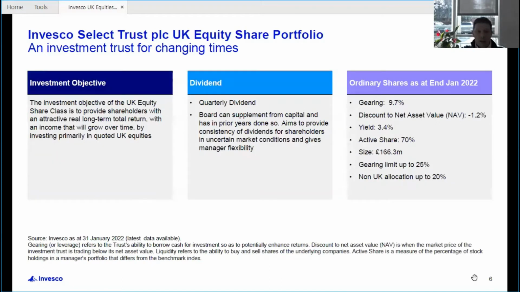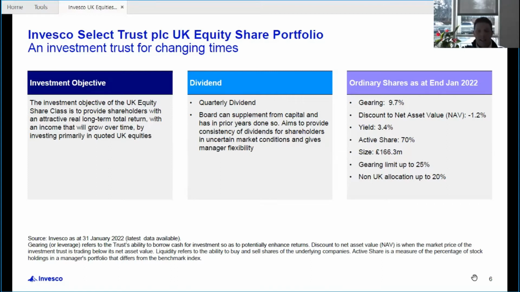The second important bit of scene setting is around income. The UK share class is in the income sector. It pays a quarterly dividend, and the trading yield on the shares today is about 3.8%. As well as the 4 share classes, another unusual feature of Select is that the board can supplement dividends from capital. And for the UK share class, they've done that every year since 2016.